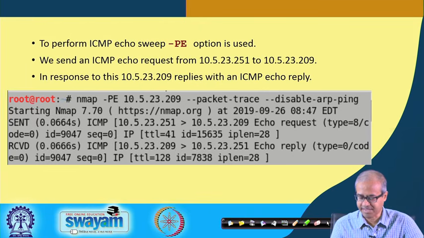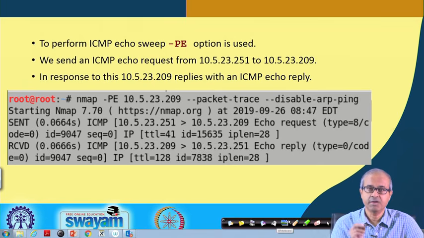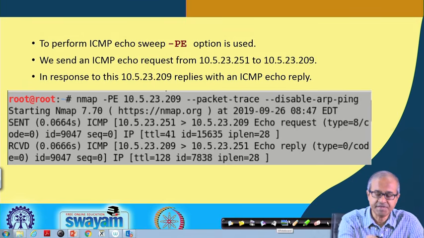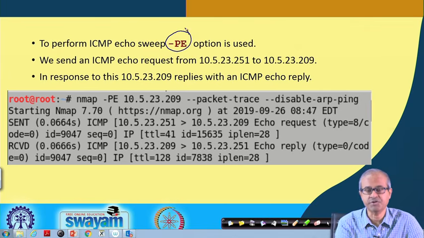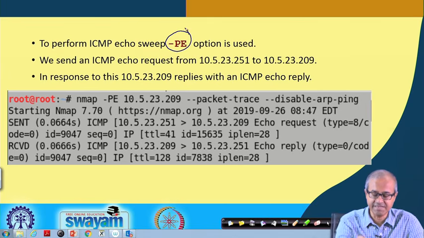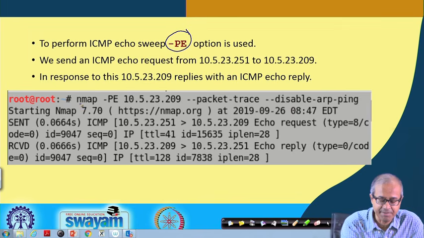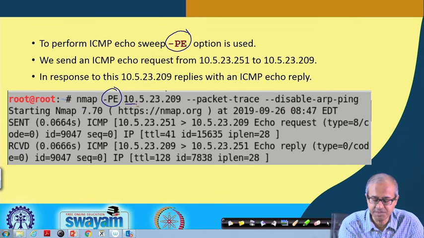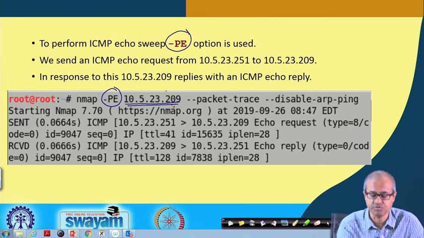So, here we have an example. To carry out this ICMP echo sweep, you will have to use the -PE option with your NMAP command. In this example, you see we have given NMAP -PE, then we specify the IP address of the host.